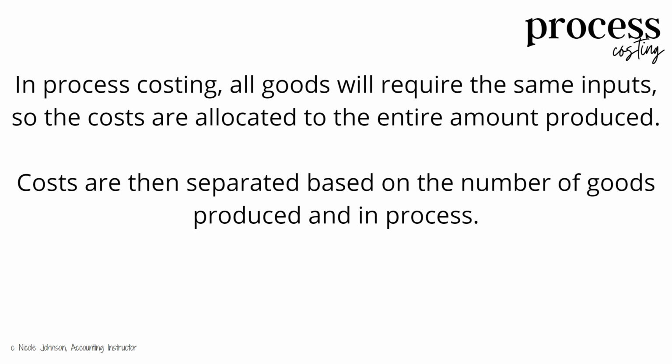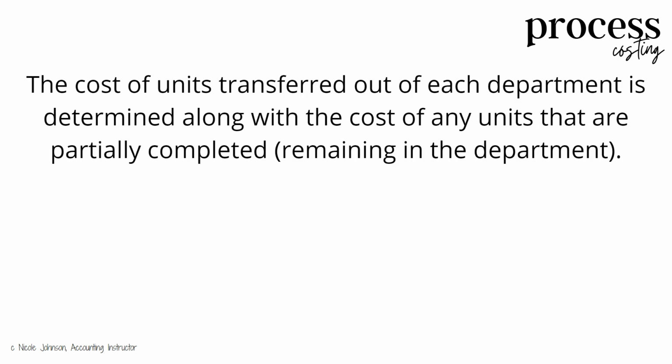In process costing, all goods will require the same input, so the costs are allocated to the entire amount produced. Costs are then separated based on the number of goods produced and in process. The cost of units transferred out of each department is determined along with the cost of any units that are partially completed and remaining in the department.